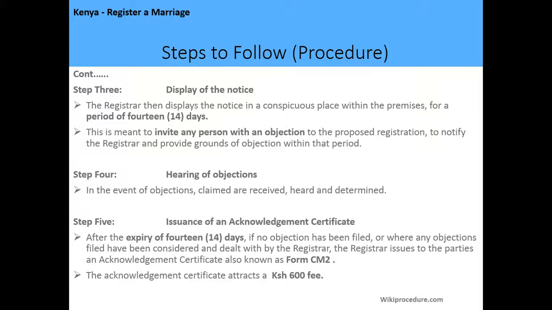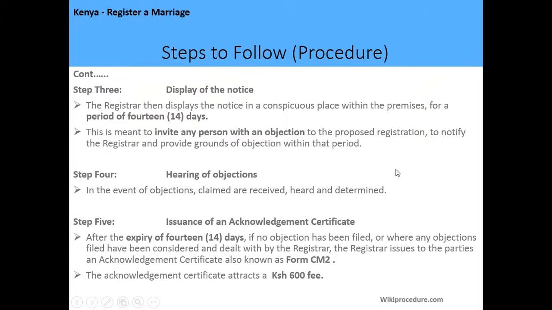The third step is the displaying of the notice. The registrar will display the notice in a conspicuous place within the premises for a period of 14 days. This is meant to invite any person with an objection to the proposed registration to notify the registrar and provide grounds of objection within that period. Number 4 is hearing of the objection. In the event that claims are received, they are heard and determined.